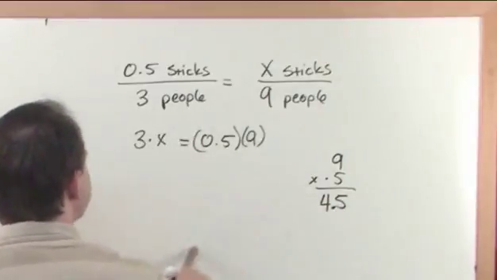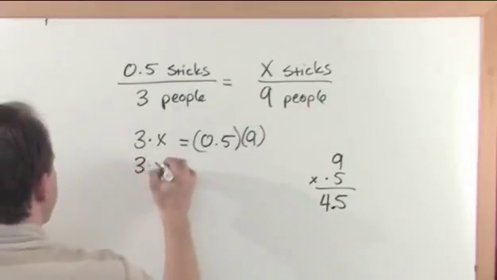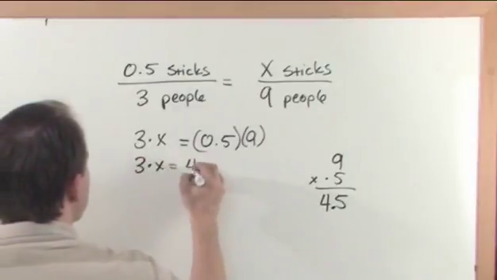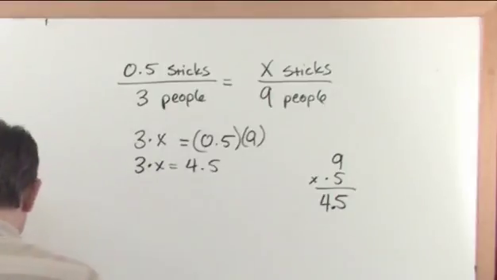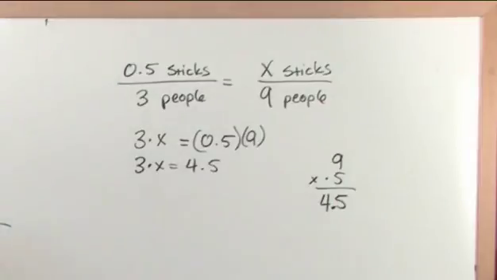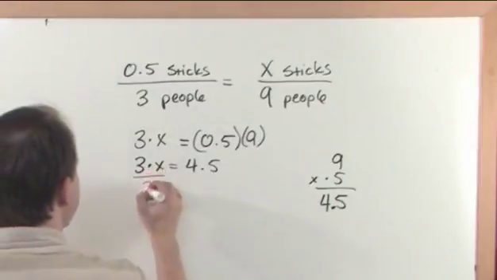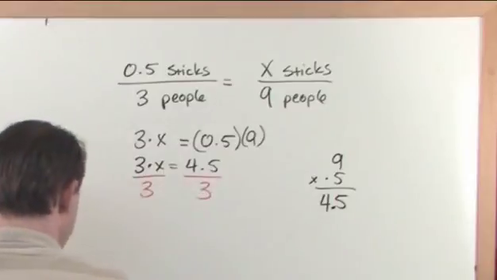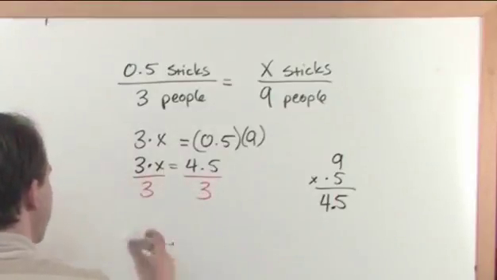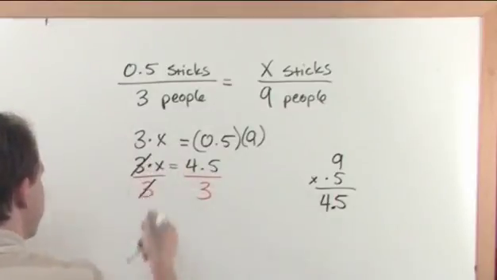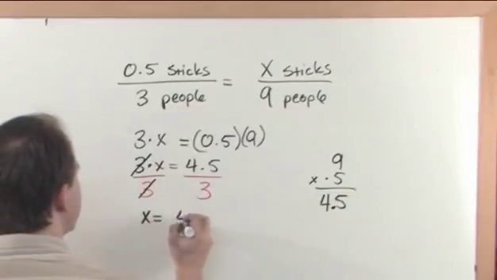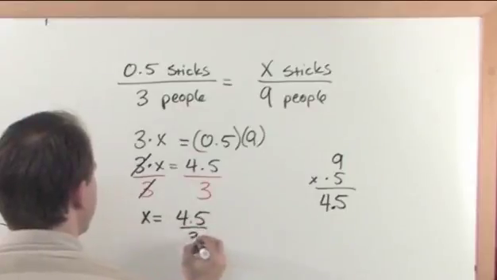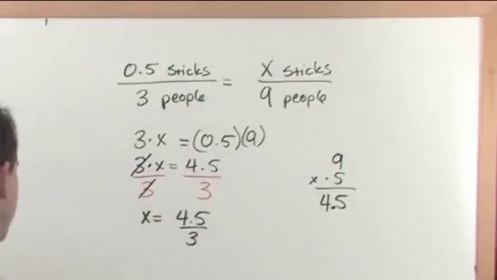So that's 4.5. So 3 times x is equal to 4.5. Okay? 3 times x is 4.5. And now in order to find out what x is, which is what we want to find out, how many sticks of butter, we must divide by 3 on both sides, because you have to do it to both sides. And then that will let 3 cancel with 3, because 3 divided by 3 is 1. And so on the left, I'll just have x is equal to 4.5 divided by 3. Okay? And that will tell me the answer.